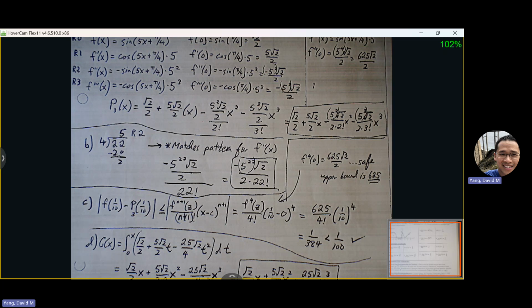We know a safe upper bound is going to be 625 because we know it's always going to fluctuate. That root 2 over 2 is just going to fluctuate between -1 and 1. So 625 times 1 is a safe upper bound. So they want you to take that 625 there.